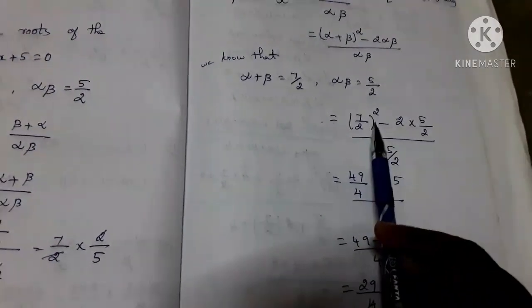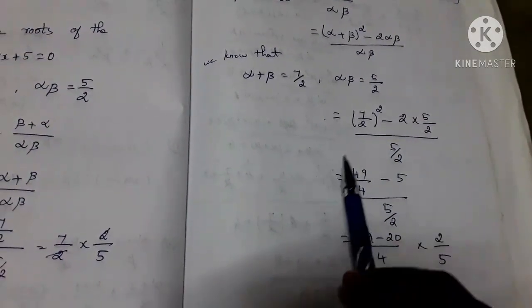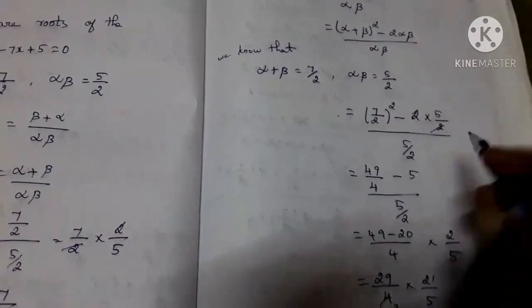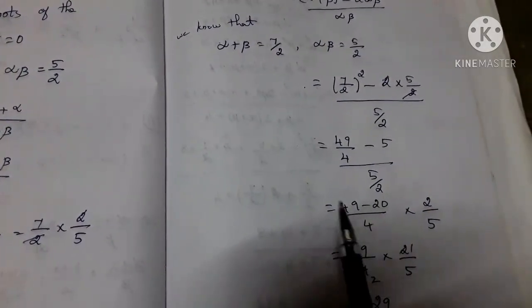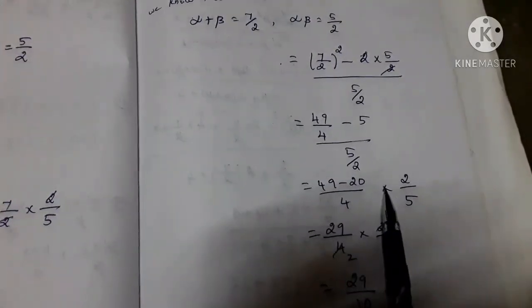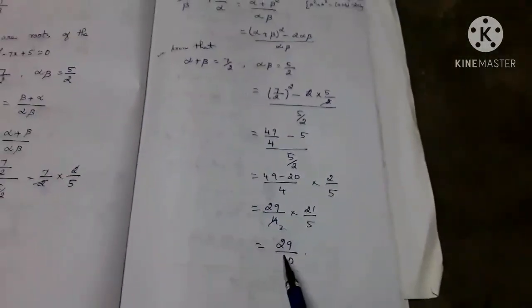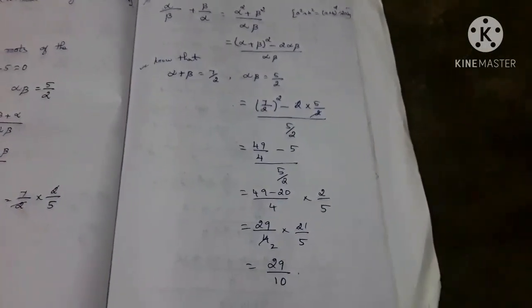So 7 by 2 the whole square minus 2 into 5 by 2. That is 49 by 4; here the 2 cancels, remainder only 5, divided by 5 by 2. Taking the LCM, 49 minus 5 fours are 20, divided by 4. The division becomes multiplication, so it becomes 2 by 5. 49 minus 20 is 29, and 2 fives are 10. So our value is 29 by 10.